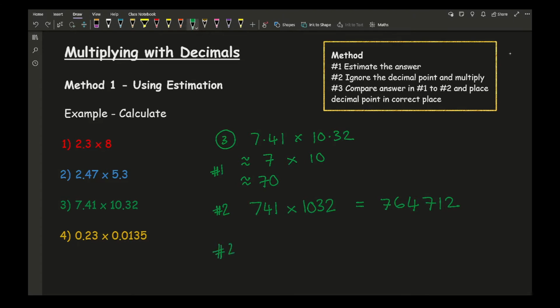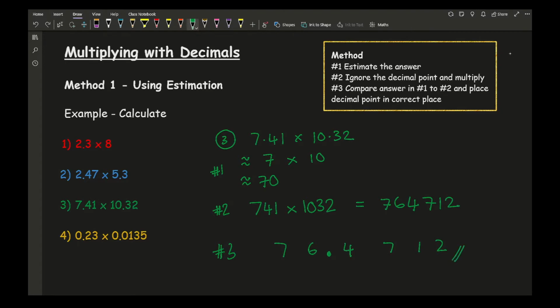So using the digits of 764,712, I need to put the decimal point where it gives me an answer close to 70. The correct place is going to be between the 6 and the 4, and there is my final answer.